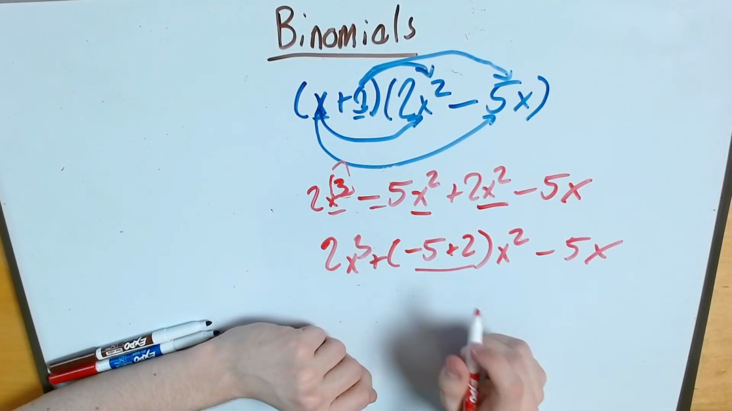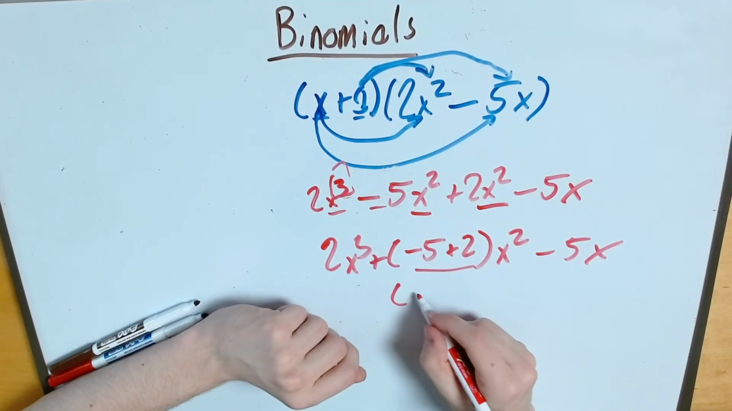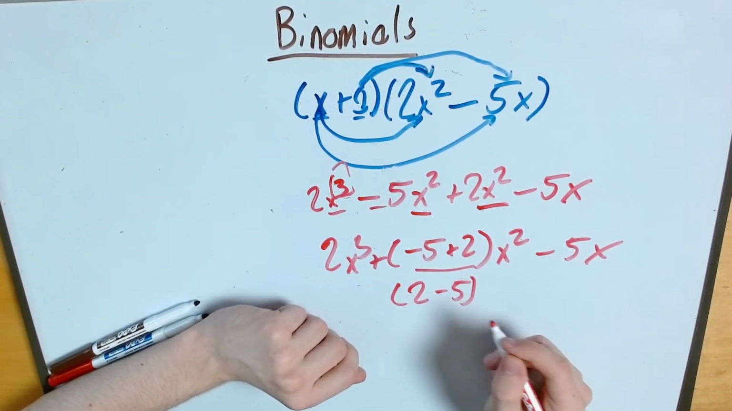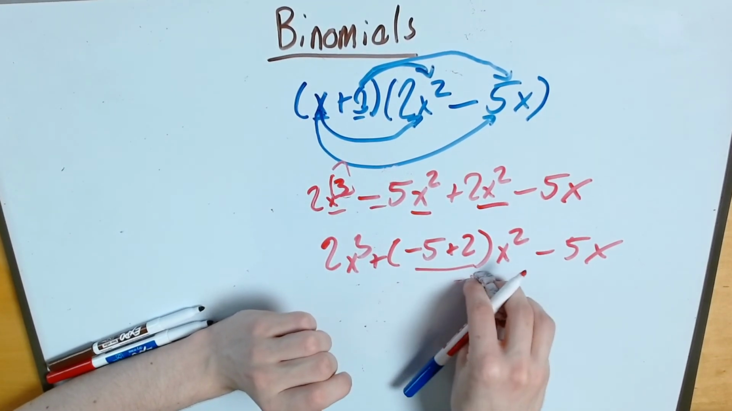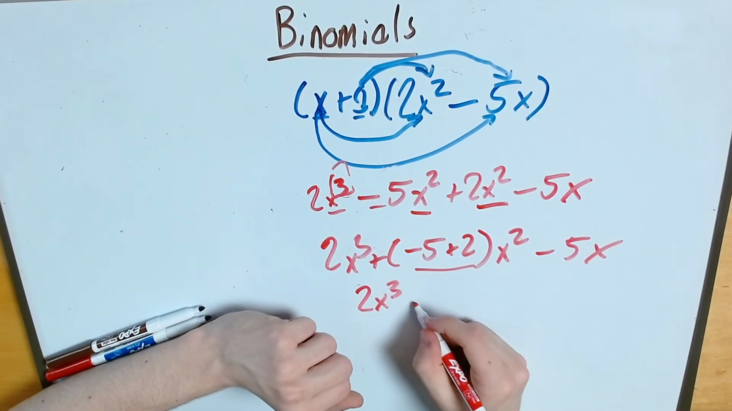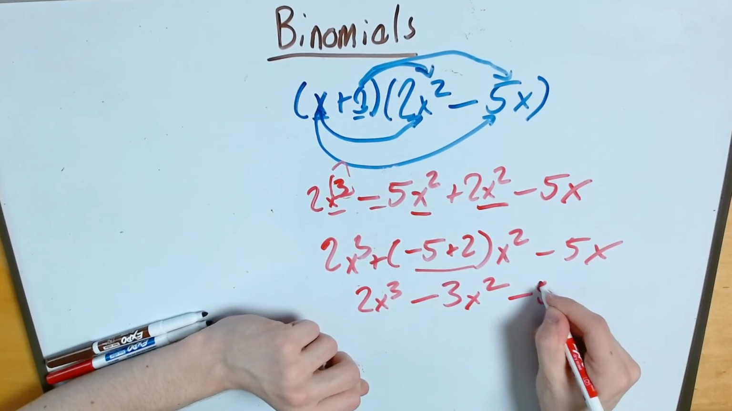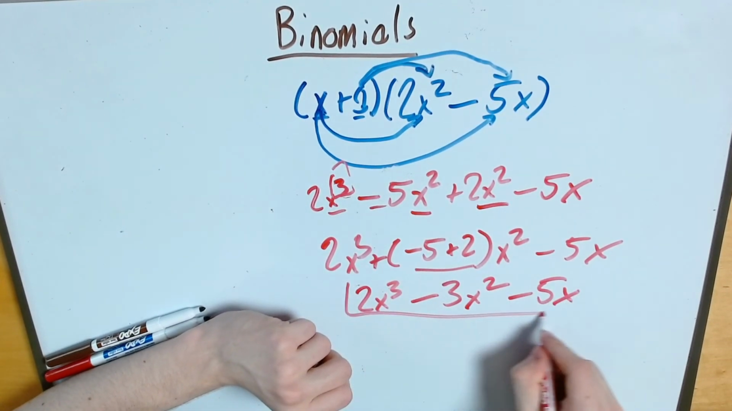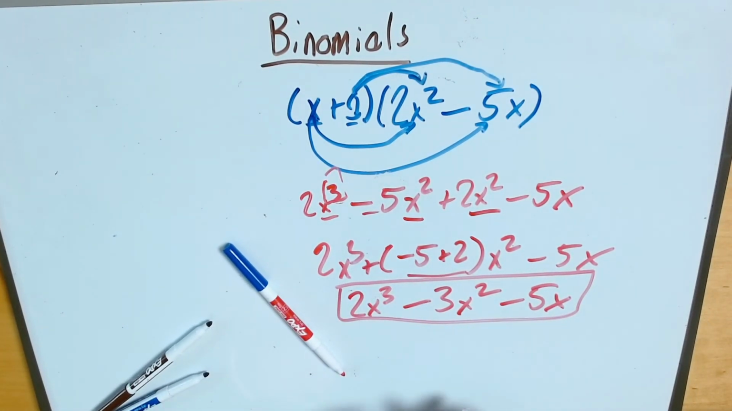Thankfully, we know what negative 5 plus 2 is. That's really the same thing as 2 minus 5, which is itself negative 3. So we have 2x to the 3 minus 3x squared minus 5x. That is our fully simplified polynomial.